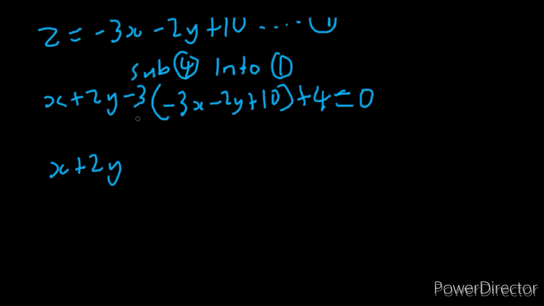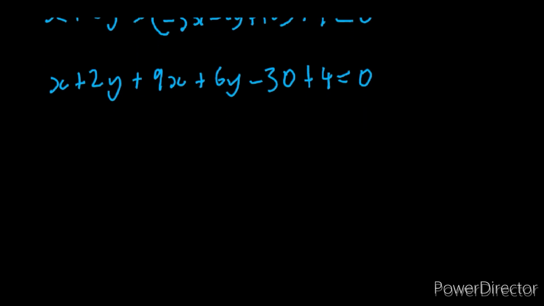So now notice that we are multiplying this stuff, right? So now we're going to have plus 9x, and then when you multiply this stuff, we're going to have plus 6y, and then finally when you multiply this, we're going to have minus 30, right? Then we've got plus 4, so we're going to have plus 4 equals 0.